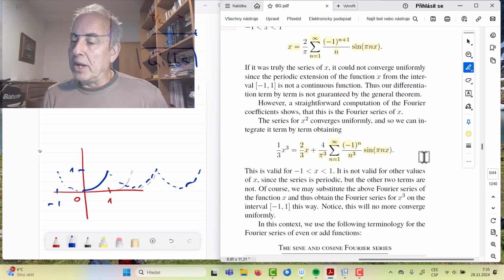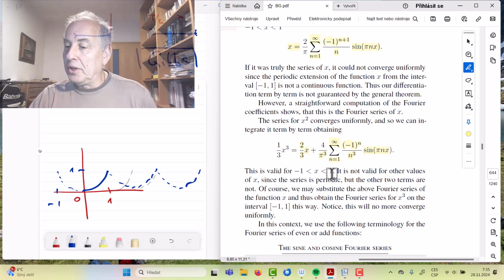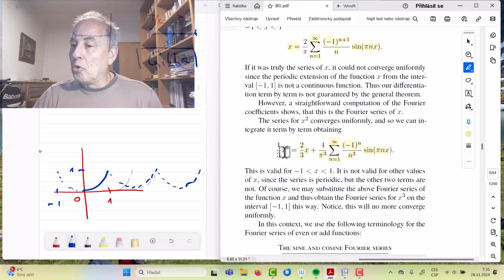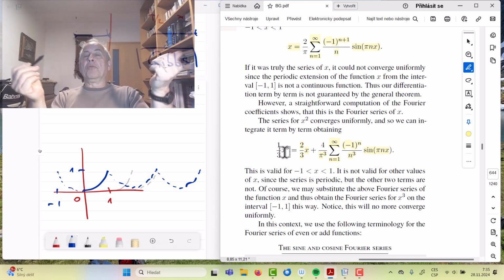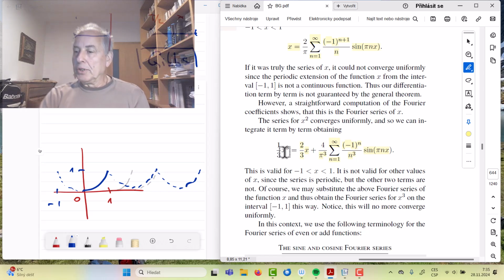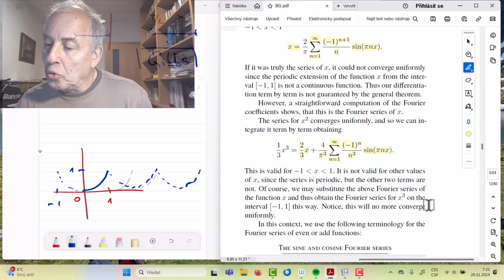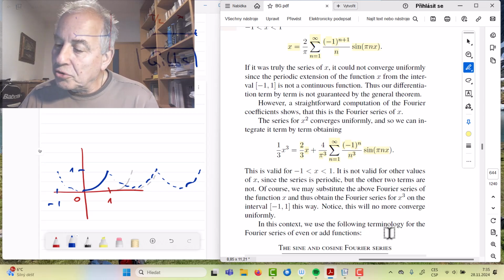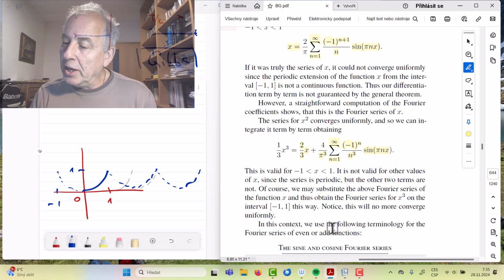That will be again valid for the interval -1, 1, but it's not valid elsewhere because the function is no more periodic, right? So if you differentiate something periodic, it will remain periodic. If you integrate, it won't. So in order to get the Fourier series for x cubed on the interval this way, we have to plug in the approximation to x.